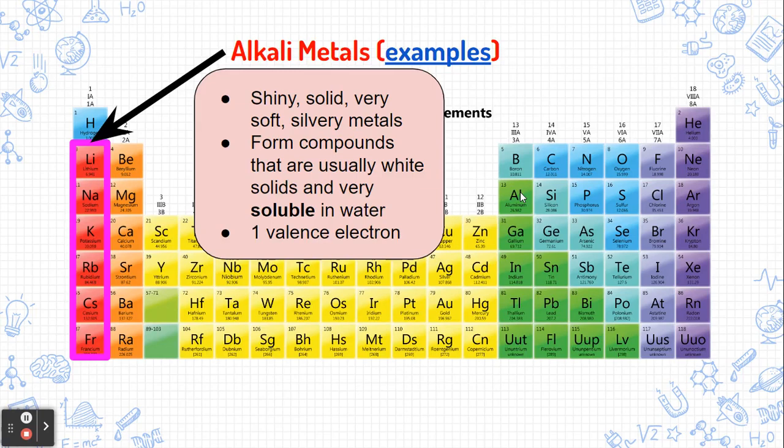Last one. How many valence electrons do they have? 1. Because they are group number what? They are the first column. The first column, all of them will have 1 electron on the last circle. Okay.